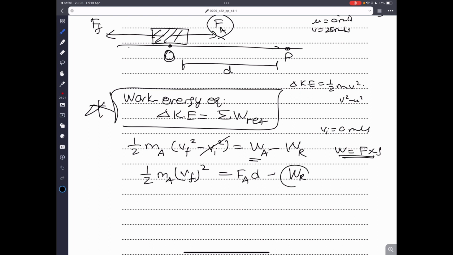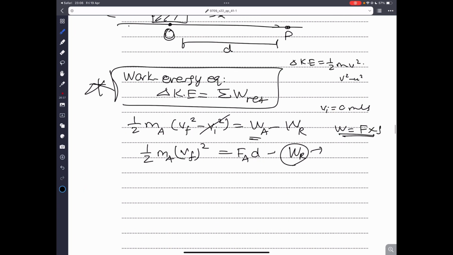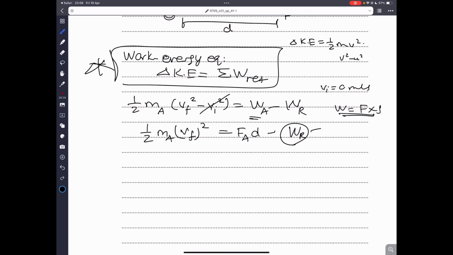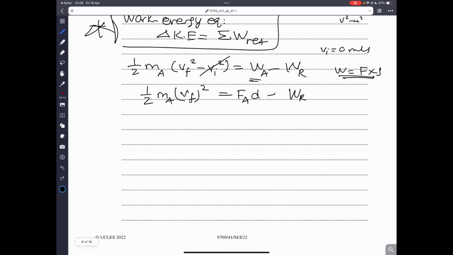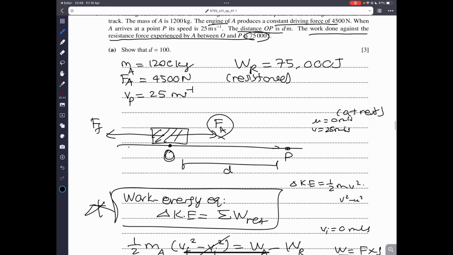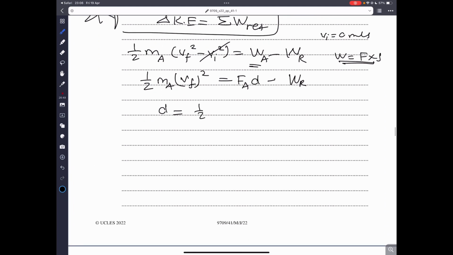We don't write this as F resistance times S, because we are not given the resistance force. Instead, we are given its whole value, which is this one, so we don't actually do anything to that. Okay, so we rearrange for D because they want to show that D is equal to 100. So we can rearrange this equation.